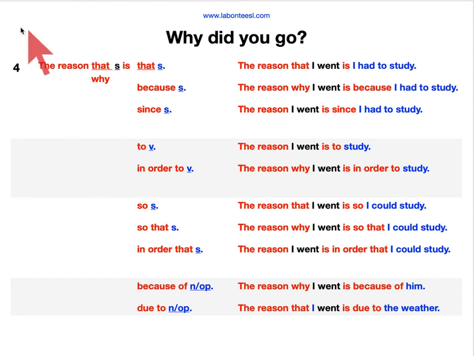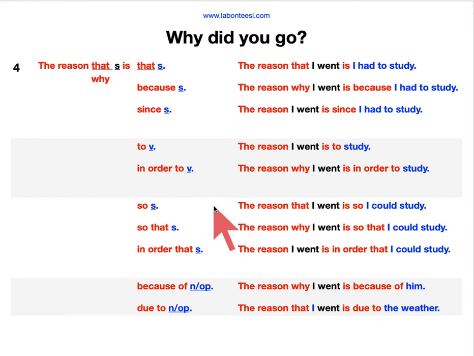In the fourth set of reasons to answer questions of why, you find that these are all joined with this. If you just have a noun or an object pronoun, you can use "because of him," "due to him." Another variation is "on account of him." But this simple table of patterns makes you sound extremely good.